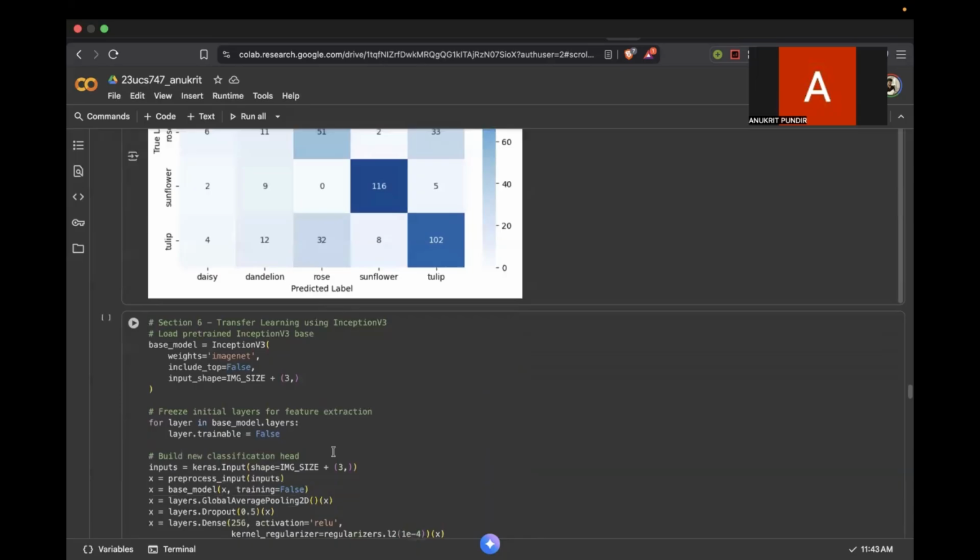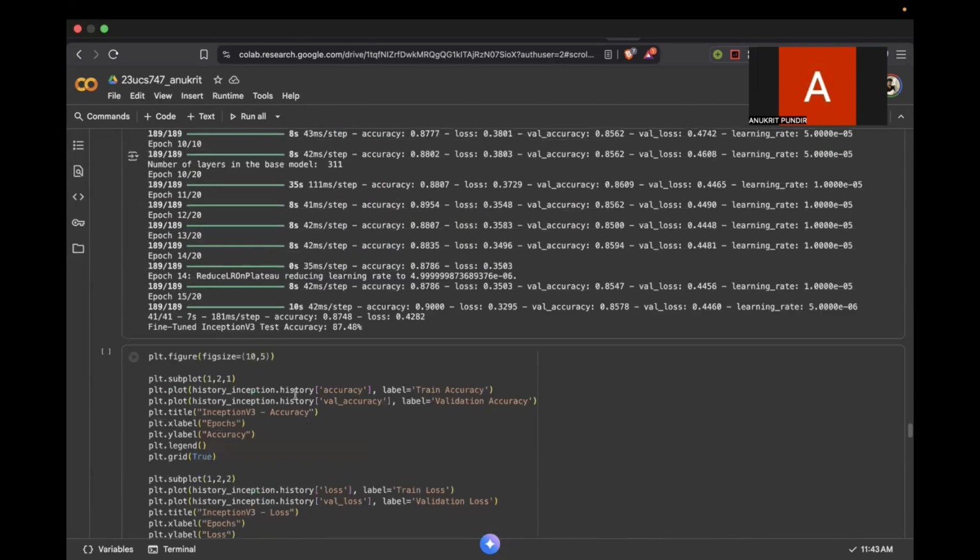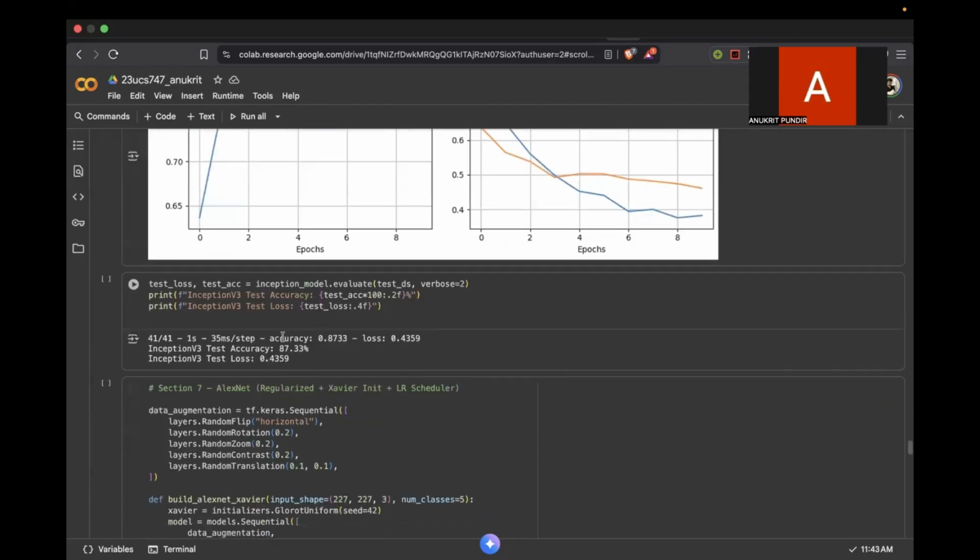And then I've used the Inception V3 model. So I've used the weights from ImageNet, and obviously this will give a better accuracy. So here's the result. The testing accuracy is 87%.